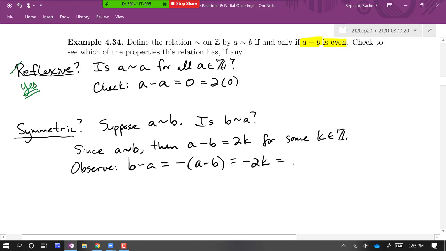And now I'm just going to drive it home, cross every T and dot every I. This is 2 times negative K. I've written it as 2 times an integer. That's even. So B is related to A. This gets a yes.